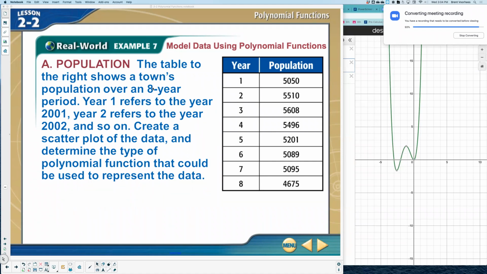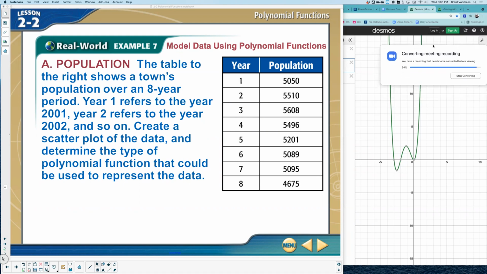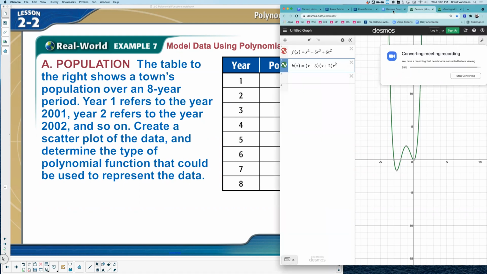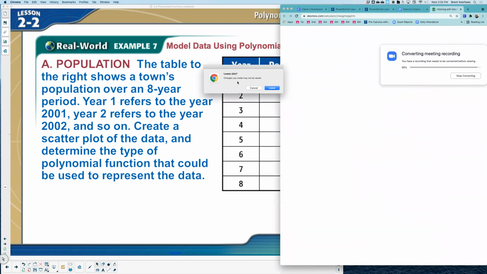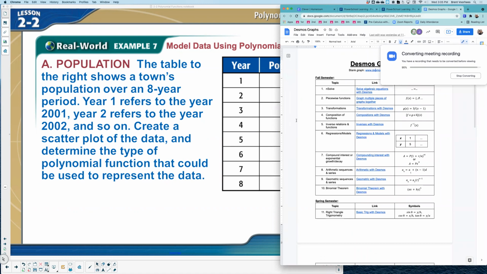So example 7 says the table to the right shows a town's population over an 8-year period. Year 1 refers to 2001, this is 2002, and so on. Create a scatter plot of data and determine the type of polynomial function that could be used to represent the data. And so we talked about this last class, and if you use your Desmos, if you go to the pre-programmed charts, let me close off some of these so you're not confused with what I have open. When you go to the pre-programmed list, and anytime you're working with a table, you need to go to regression models. That's what we were trying to figure out, a polynomial model or function.